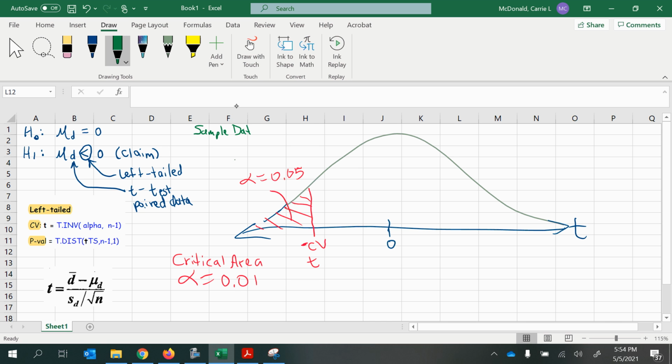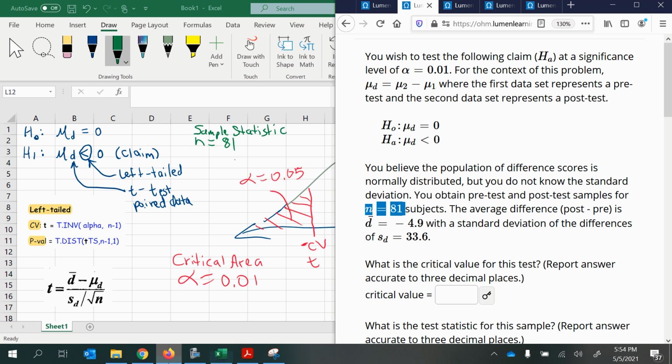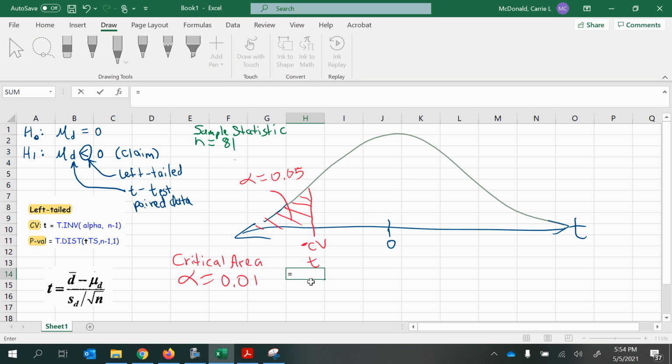Or I'll say sample statistics, since they didn't give us the actual data. They just gave us some values. N equals 81, so that means that our degrees of freedom will be 80. So for our critical value, we're going to do t dot inverse with our alpha of 0.05 and 80 degrees of freedom.